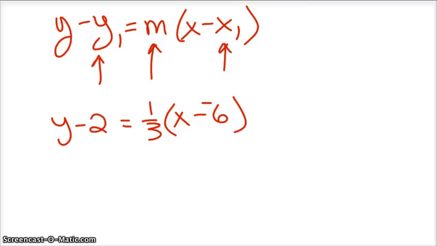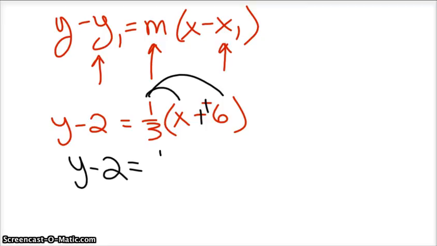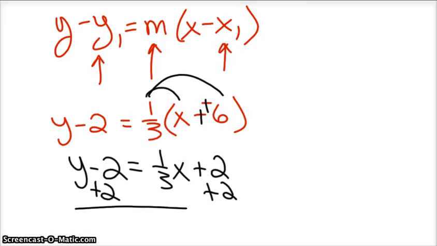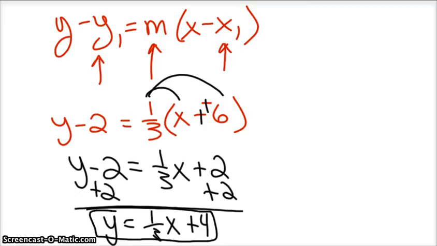And then from here, we have to do the distributive property and move the -2 over. So we have to do the distributive property right here and here. You can also do this, plus a +6. So we have y minus 2 is equal to 1/3 x, and 1/3 times 6 is 6/3, or 2. Then we have to add 2 to both sides, and our answer will be y equals 1/3 x plus 4. That is our final answer to question number 3, 1/3 x plus 4.